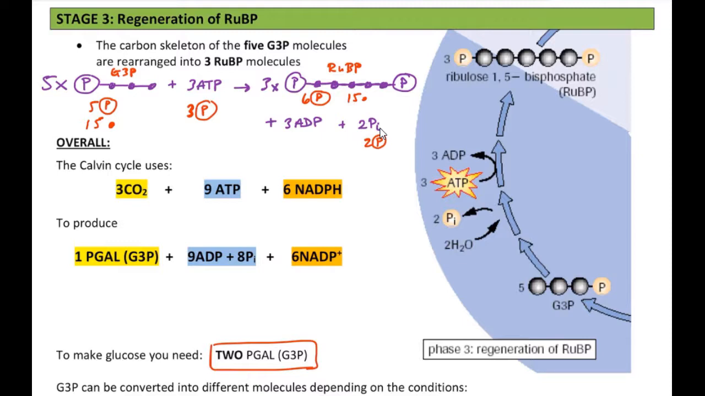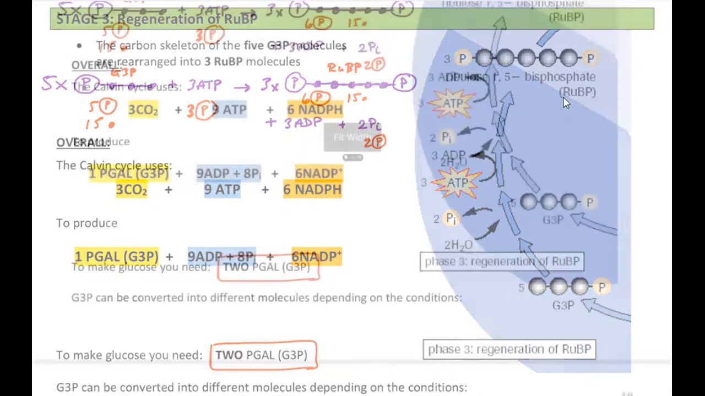Again, what you need to remember is that I have to regenerate RuBP. Most of the G3P is used to regenerate RuBP. Stop there. You don't have to memorize how many. It might be helpful to remember it's a 5-carbon sugar, but it's really not the end of the world if you forget that, as long as you remember what RuBP is for.